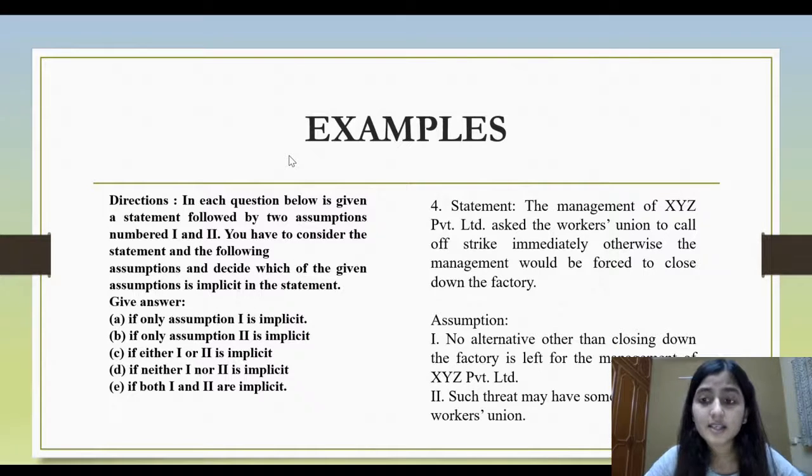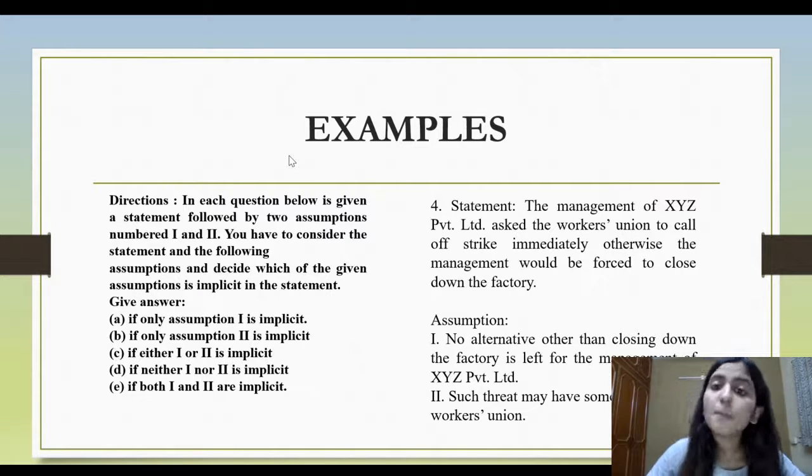Now, you guys might say that it says that otherwise they will be forced to close down the factory, which shows that there is absolutely no alternative left. However, that's not the point here. The point here is that this management is simply asking the workers to stop it, else they will be forced to close down the factory. This is simply a tactic which is used by the management to force the workers to stop the strike and come back to work. Right? But there is absolutely nothing in the statement which talks about the alternatives present, or like what is the real ground level truth of the facts before the management, right? So in the present statement, only assumption B is implicit, but assumption A is not.